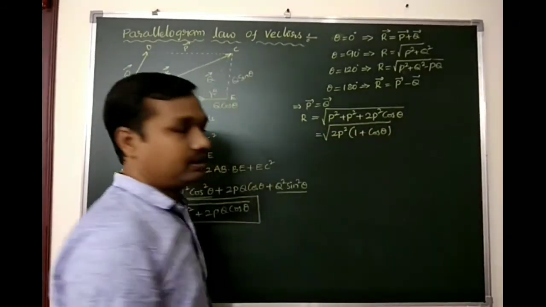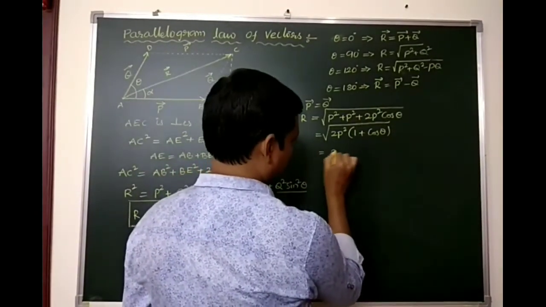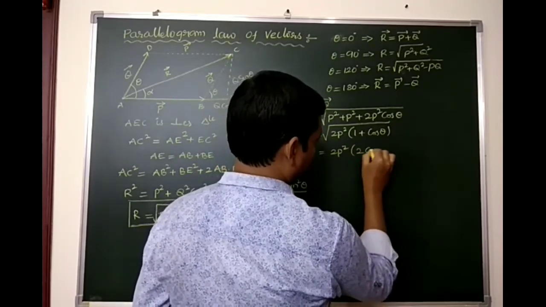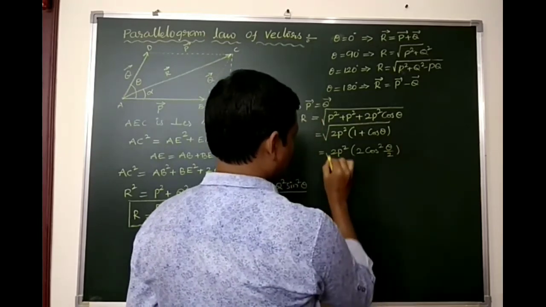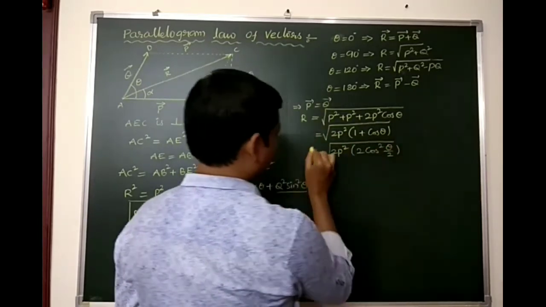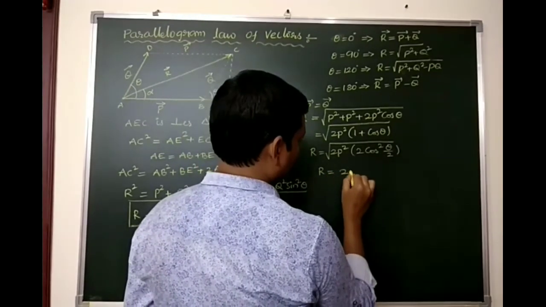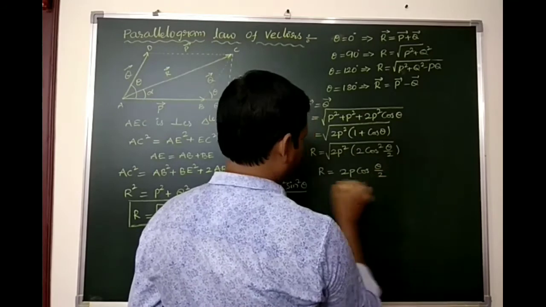Okay, 1 plus cos theta is giving you 2 cos square theta by 2. 2P square into 2 cos square theta by 2. So we will get the resultant R equals 2P cos theta by 2.